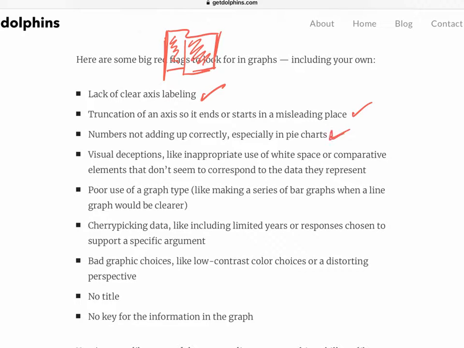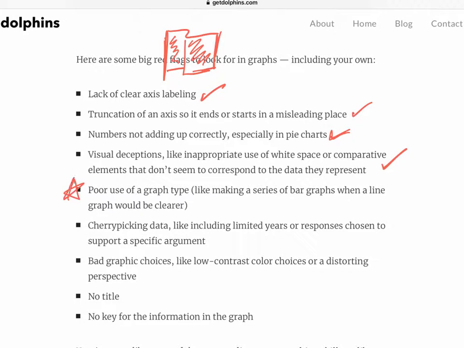Not including all the data, which if you're doing something like a pie chart is going to make it so that it doesn't all add up to 100. Leaving information out. This is more for that intentional misrepresentation and misleading, using straight up deception.